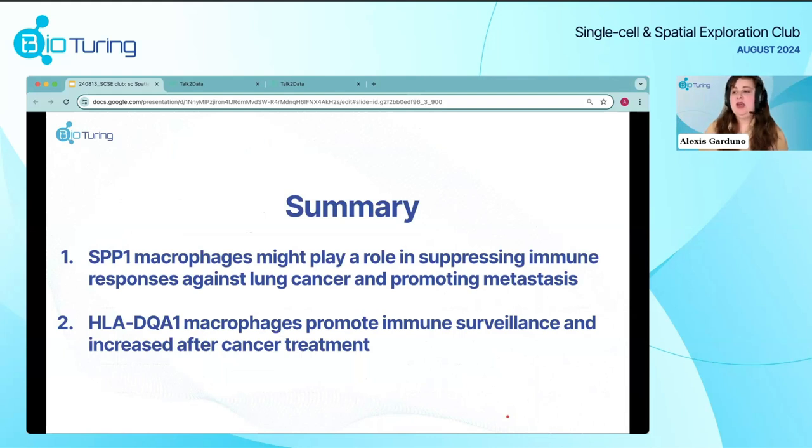We had a specific way where we correlated the distinct spatial distribution patterns using different sampling sites from the data. Another result that we gathered was that HLA-DQA1, as a marker in macrophages, promotes immune surveillance, and it increases after cancer treatment. So we can see its relation to post-treatment, and we can also gather more information if we went even deeper into the specific time points of that therapy. These are some of the main insights we gathered today, and I guess this concludes my presentation.